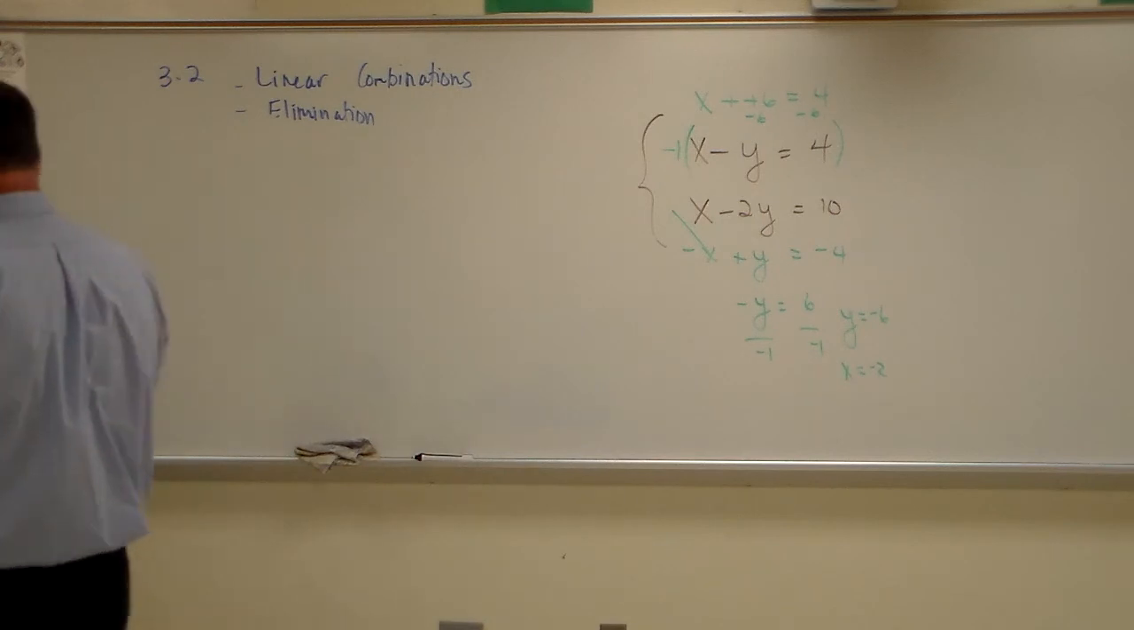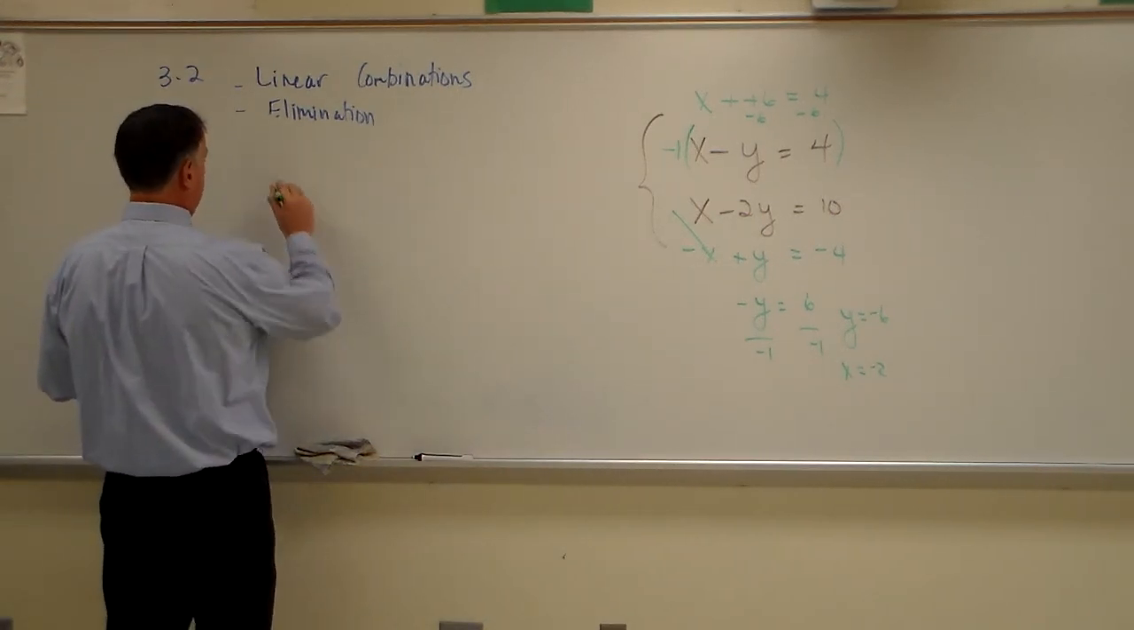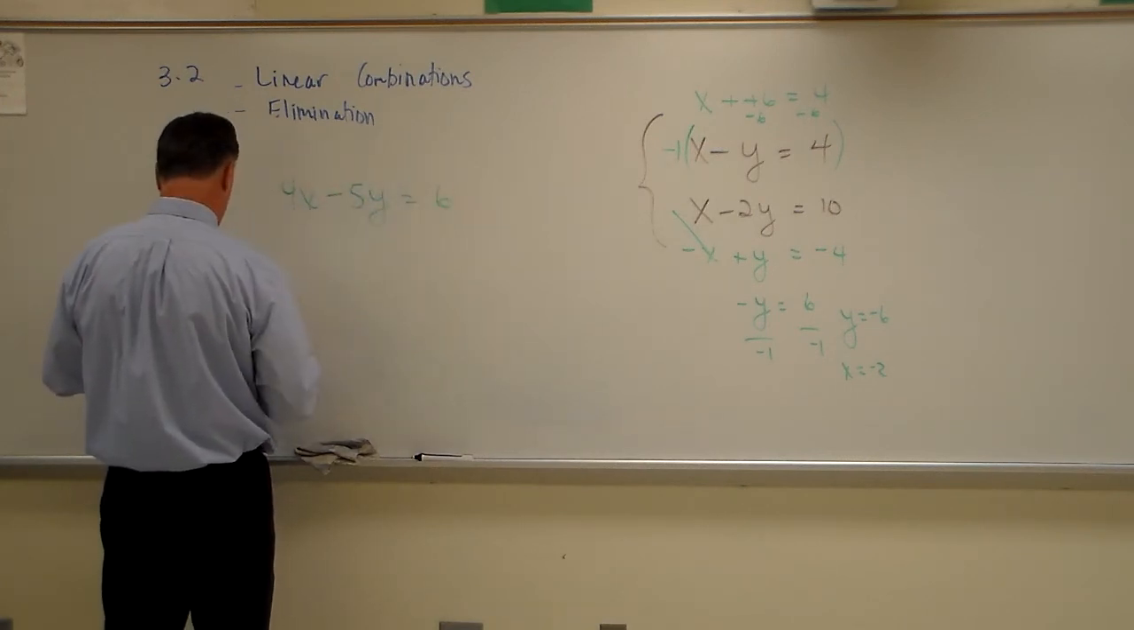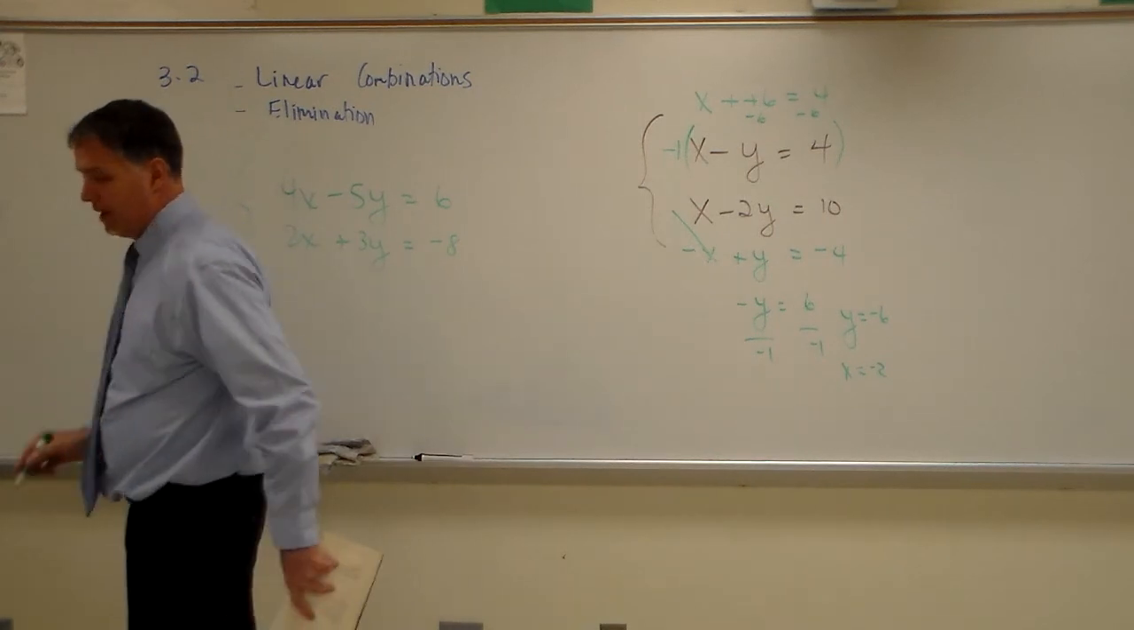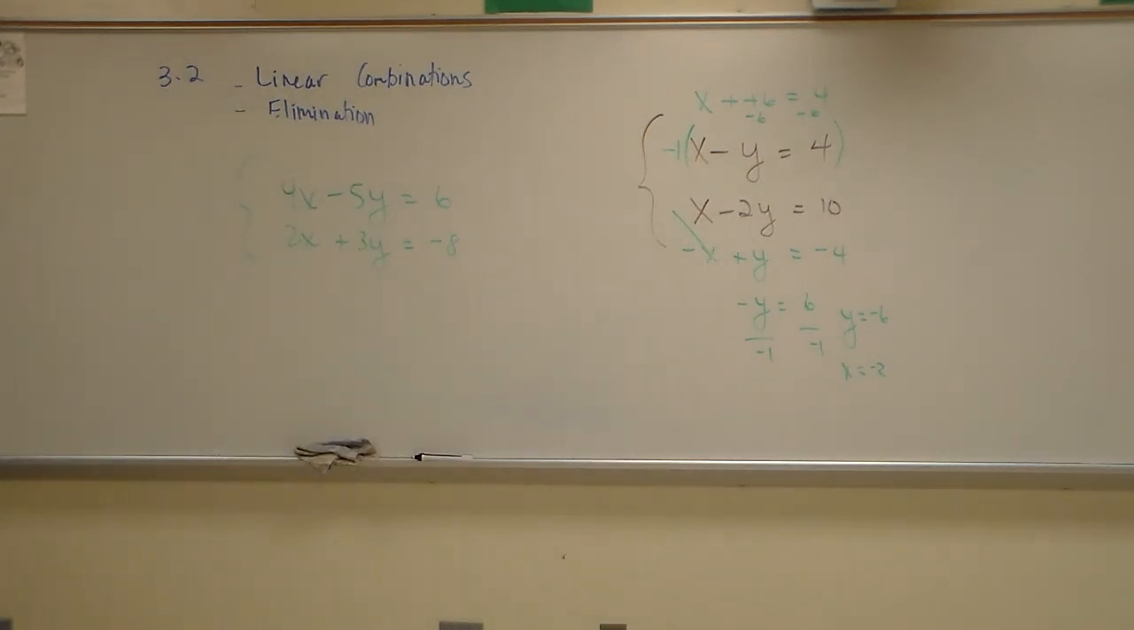Work your magic, guys. Work your magic. For 4x minus 5y equals 6, and 2x plus 3y equals negative 8. Work your magic. Pause the video if you haven't finished. Pause it.